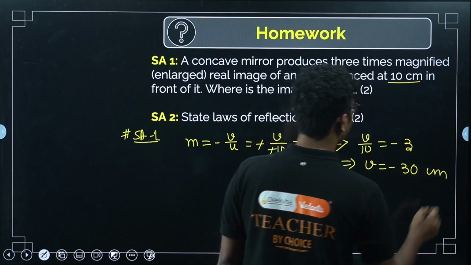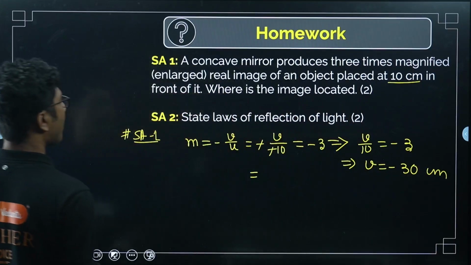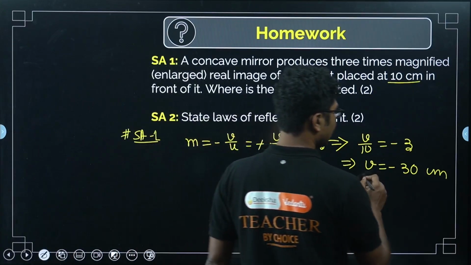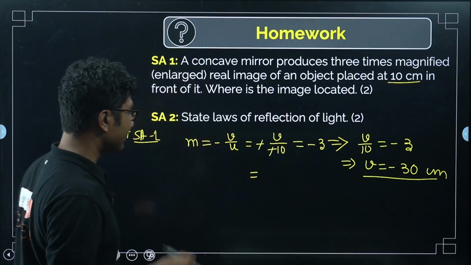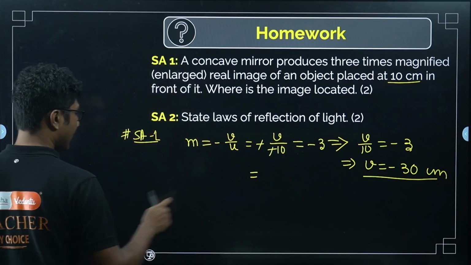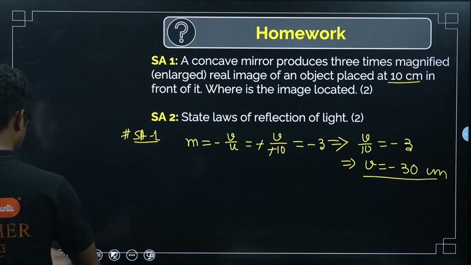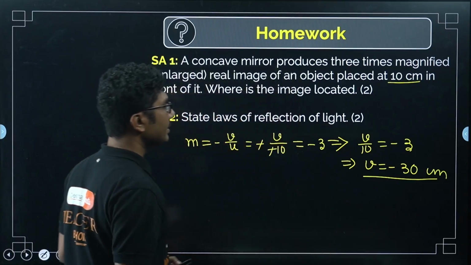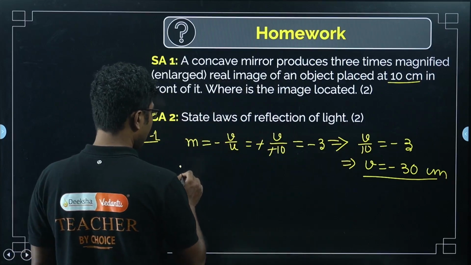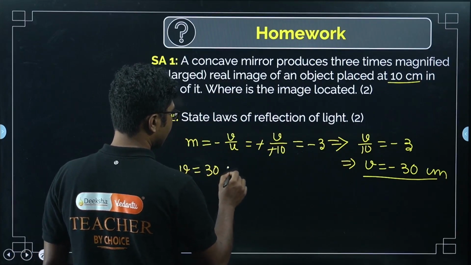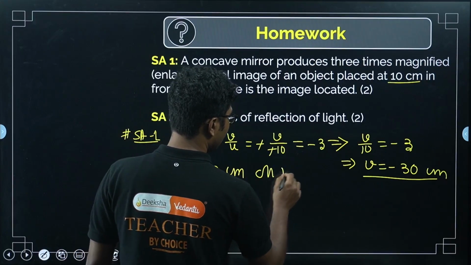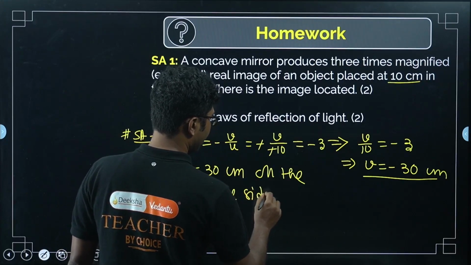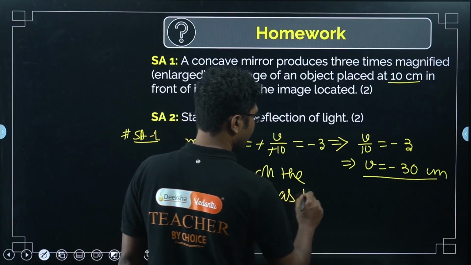Okay, V we got. So the image is located at minus 30 centimeter, that is on the same side as the object. It is not a huge problem. The only thing you have to be careful about is the signs. So V is 30 centimeter on the same side as the object.